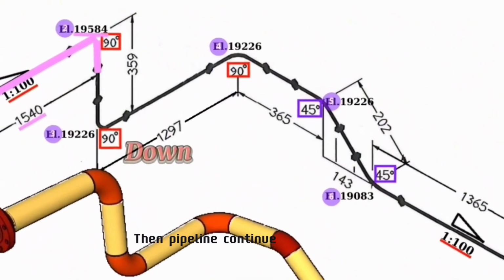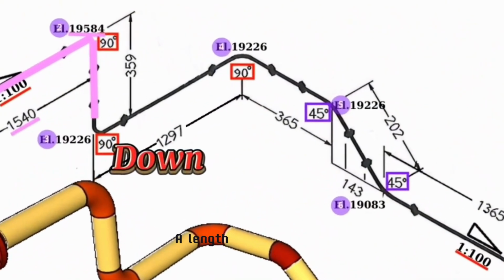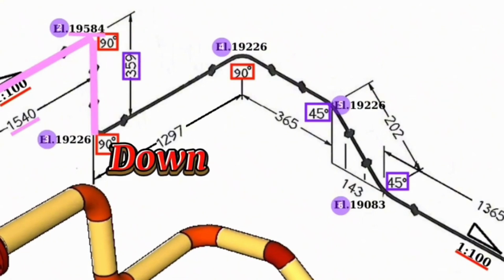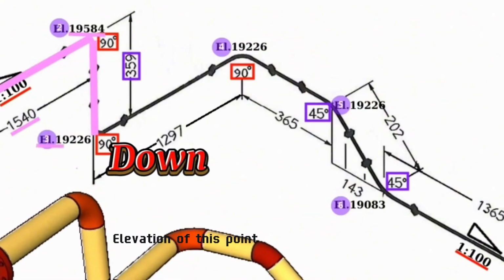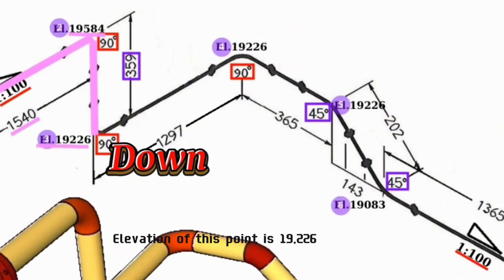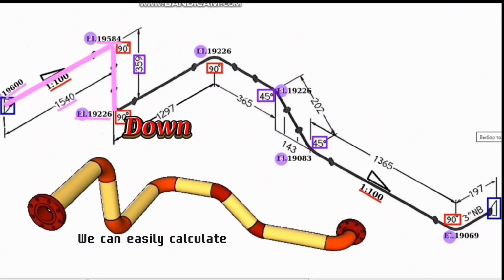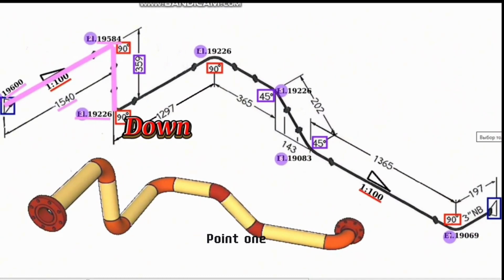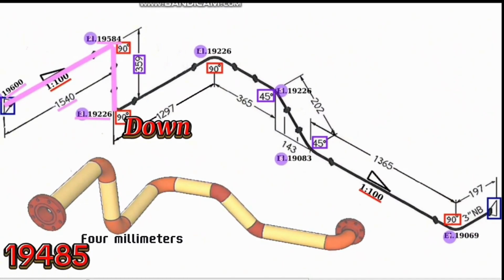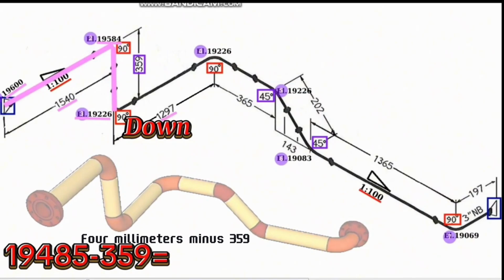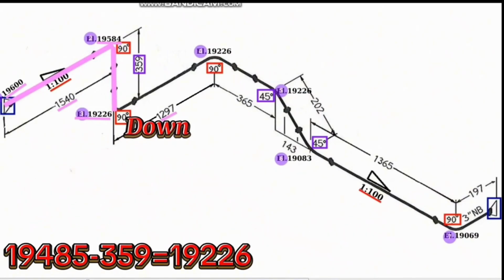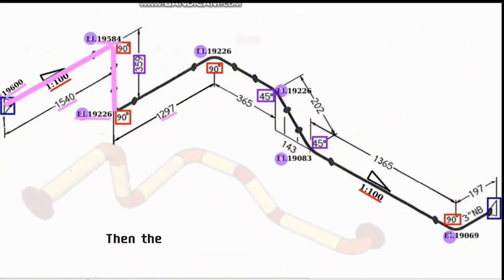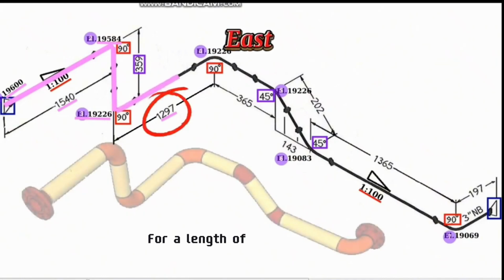Then the pipeline continues downwards a length of 359 mm. The height elevation of this point is 19,226 mm. We can easily check the accuracy of this elevation: 19,584 mm minus 359 mm equals 19,226. Then the pipeline travels in the east direction for a length of 1,297 mm.